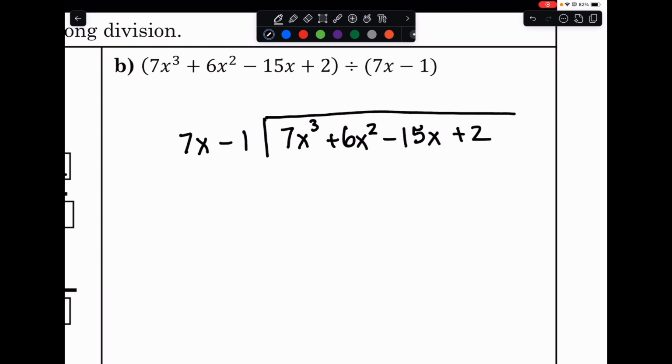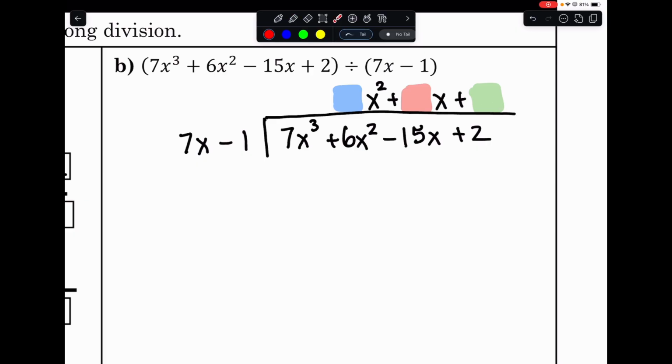Now our answer is going to look something like this. We're going to have x to the second plus some number x and then plus some constant. So we need to fill in and identify what these coefficients are going to be. What is this coefficient going to be? What is this one right here going to be? And what is the constant right here going to be?